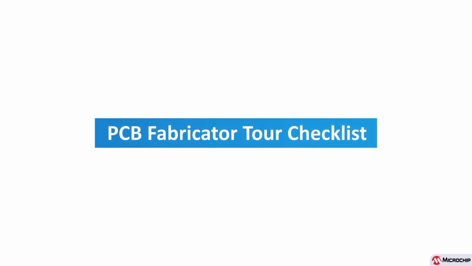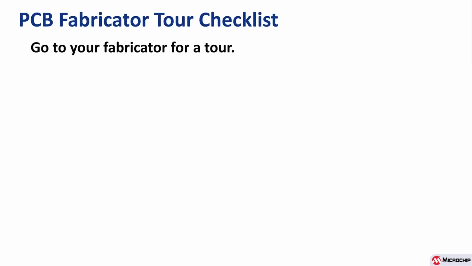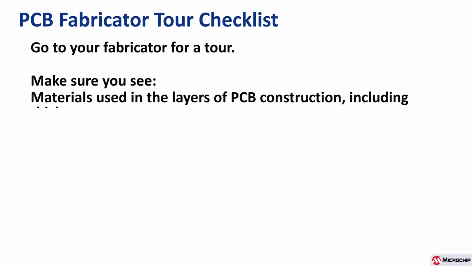Now let's talk a real quick minute about the PCB Fabricator Tour Checklist. When you go to see your PCB fabricator, number 1, do that. Number 2, make sure that you see a few items specifically. You want to investigate, get your hands on the materials that they use when they build a board. Touch the prepreg, they'll let you handle a scrap piece. Touch the parts. You can see how delicate and simple these are and how thick sometimes they are and how strong they can be. Get yourself some ideas about real world.